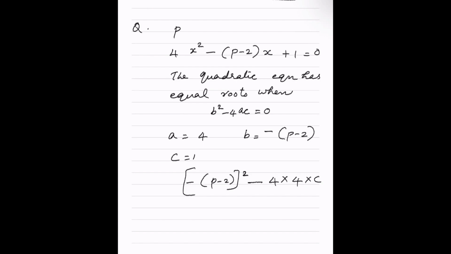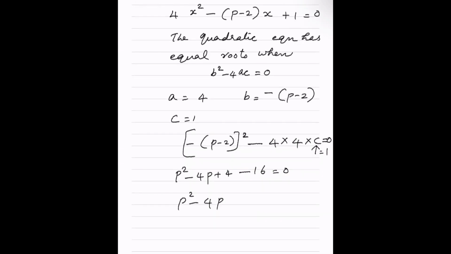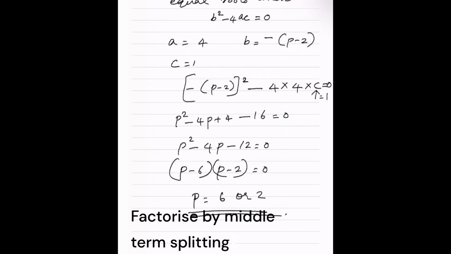Okay. Now, negative of p minus 2, the whole square, minus 4 into 4 into 1, is equal to 0. So what do I get? P minus 2 whole square is nothing but p square minus 4p plus 4 minus 16. Okay, here C is 1, I had written it as C, it's actually 1. Minus 16 equal to 0. This gives me p square minus 4p minus 12 equal to 0. So p minus 6 and p plus 2 equal to 0, right? P minus 6 into p plus 2 equal to 0. P is equal to 6 or negative 2.